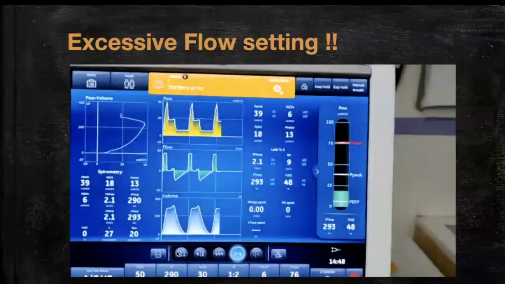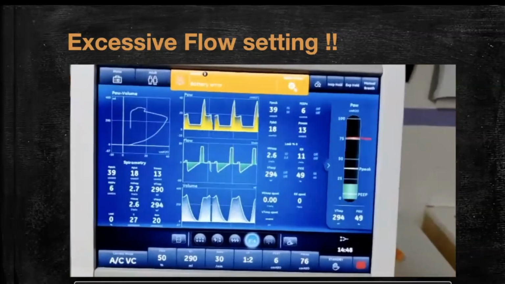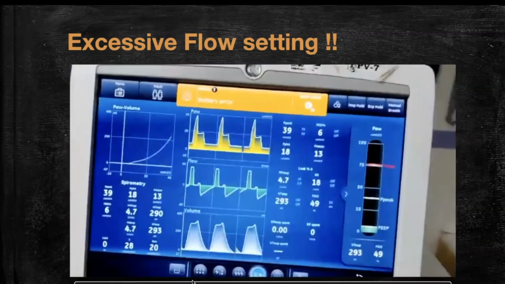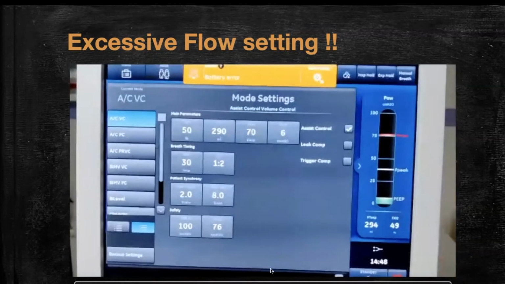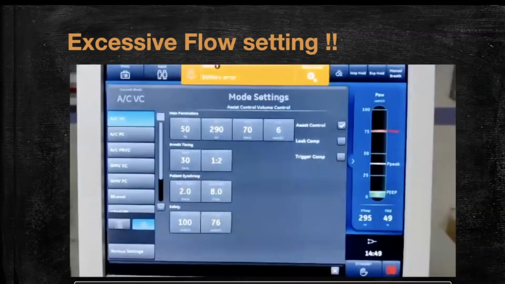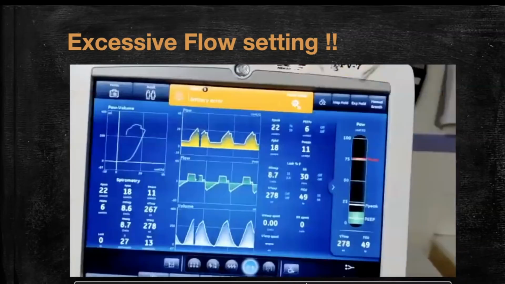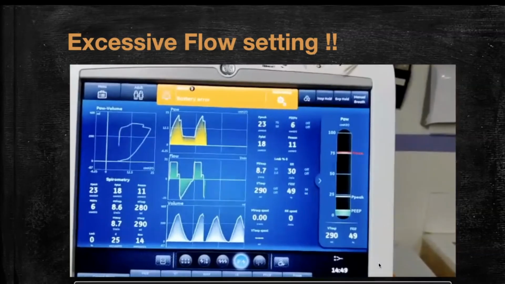This is a sign of excess amount of flow. In this video, this is because of an excess amount of flow. When we checked the flow here, somebody had by mistake kept it at 70 liters per minute, leading to this kind of graph. And when we changed the flow down to the suitable flow, everything got corrected, and things were fine.